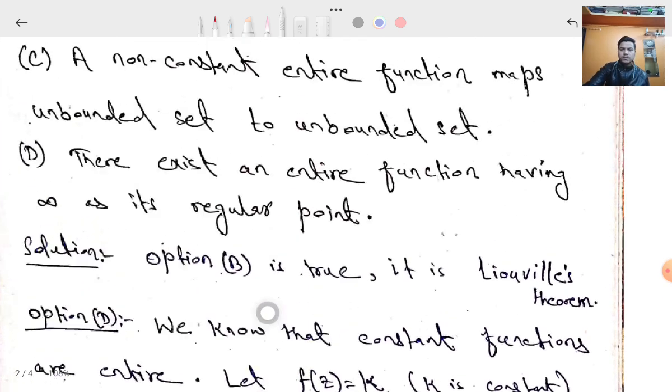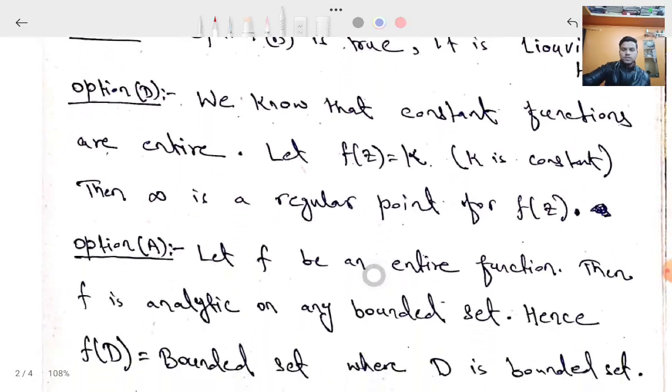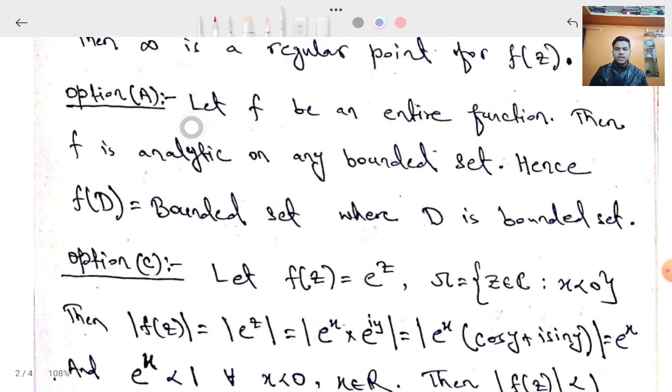Next, option A. What is option A? An entire function maps bounded set to bounded set. So for option A, let f be an entire function. Then f is analytic on any bounded set, as entire means analytic on the entire complex plane. Hence f of D is a bounded set, where D is a bounded set. Because if D is any bounded subset of the complex plane C, then inside D, f is analytic, so f will map a bounded set to a bounded set.